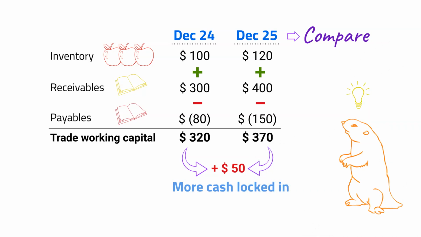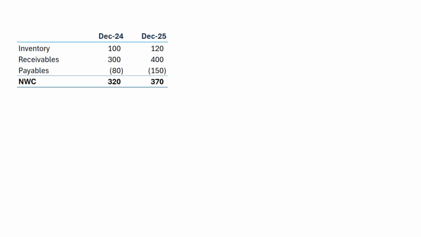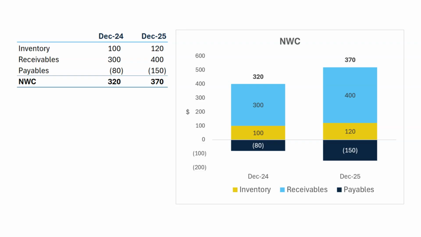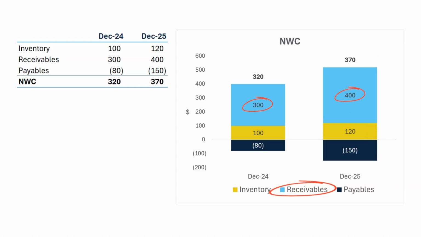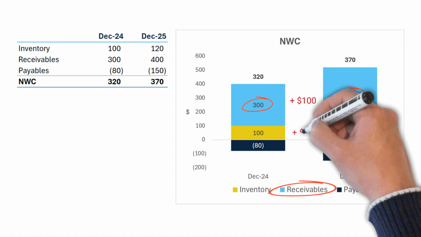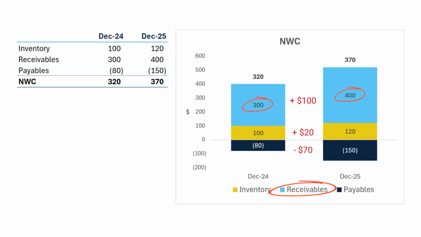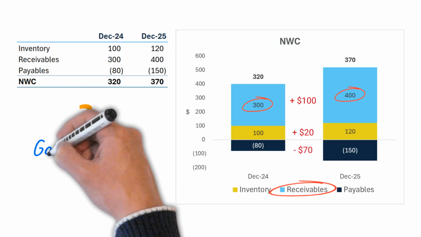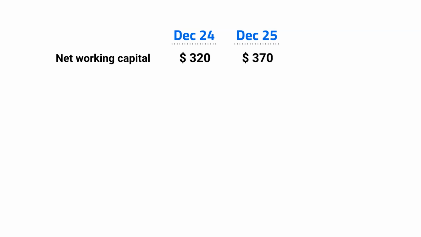What exactly drove it? To make the comparison easier, let's put it into a table and onto a stacked column chart. Here we see that the key driver were trade receivables. They increased by 100. In addition, inventory grew slightly, and the increase in payables by $70 was not enough to offset the increase in assets. Is it good or bad? What do you think? Drop your view in the comments to this video. Well, it's too early to say. We need further insights. For example, maybe the increase in net working capital was related to growth in revenue?